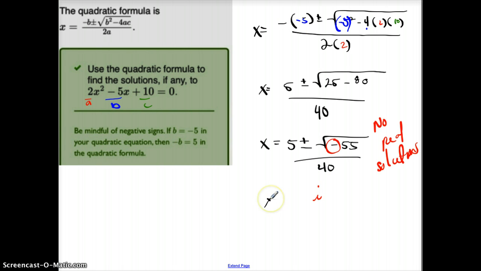So I'll have x equals 5 plus or minus, that negative is going to come out as an i, square root 55 over, sorry, this should just be 4. I don't know where I said 40 from. There you go, that's better. 2 times 2 is 4, not 40. Okay, and that's our answer. We'll leave it like that. Nothing is going to cancel. So that's slide 5, I believe.